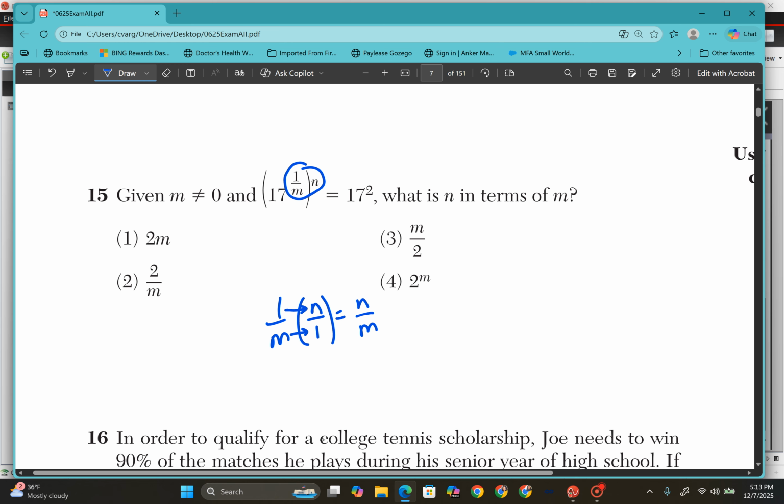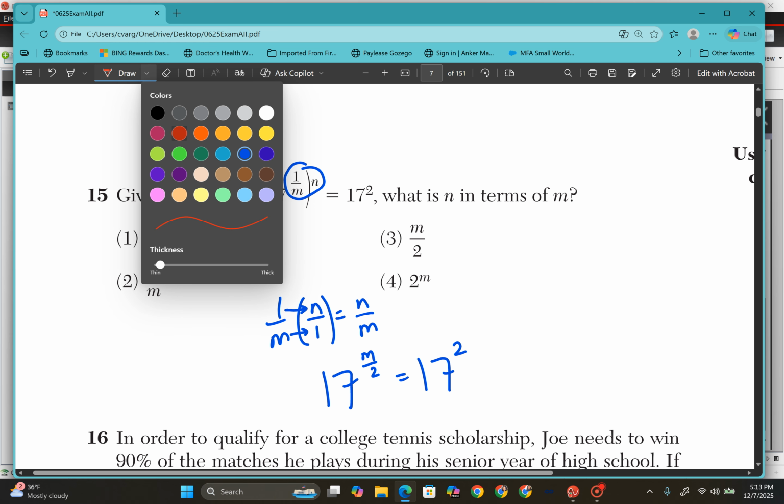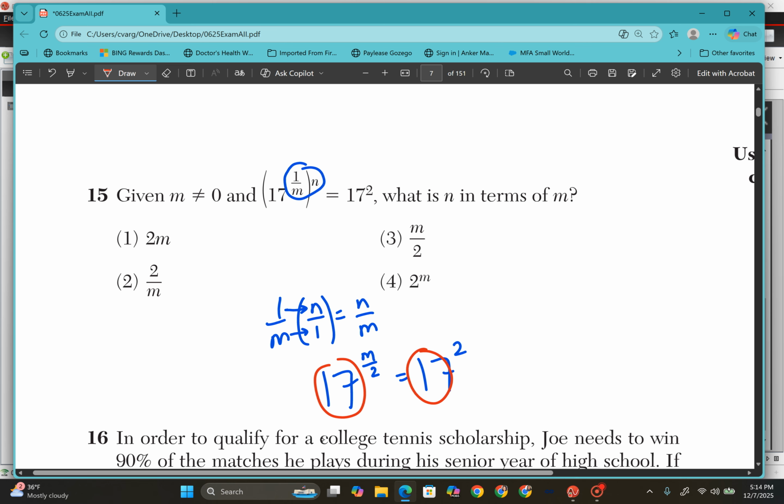Okay. So this says 17 to the n over m is equal to 17 to the second power. So now it's asking, what is n in terms of m? Since our bases are both 17, you can cancel them out. I wrote m over 2, but this is supposed to be n over m. So now what I really have is n over m is equal to 2.